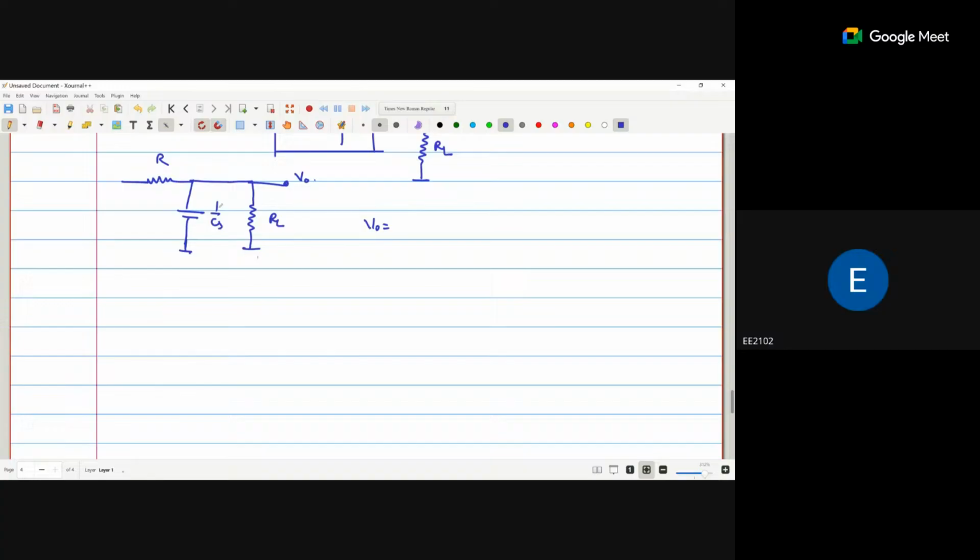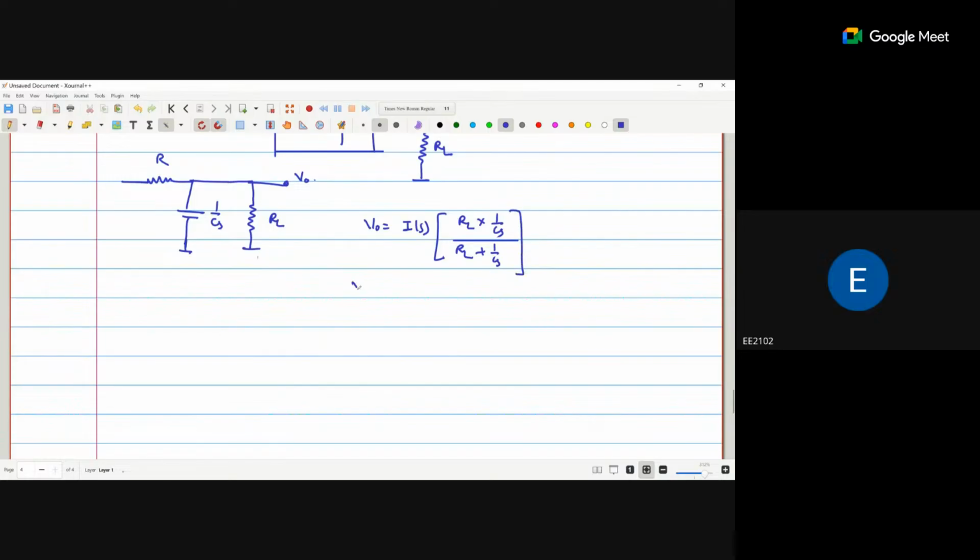Vo is nothing but the parallel combination of these two, RL and 1 by Cs, and the current flowing through this. I just say that the current is Is, multiplied by the parallel combination of RL and 1 by Cs. How do we calculate the parallel combination? RL into 1 by Cs upon RL plus 1 by Cs. So this is the Vo.